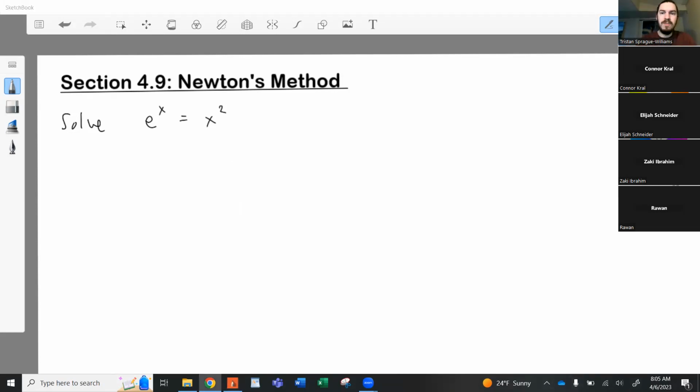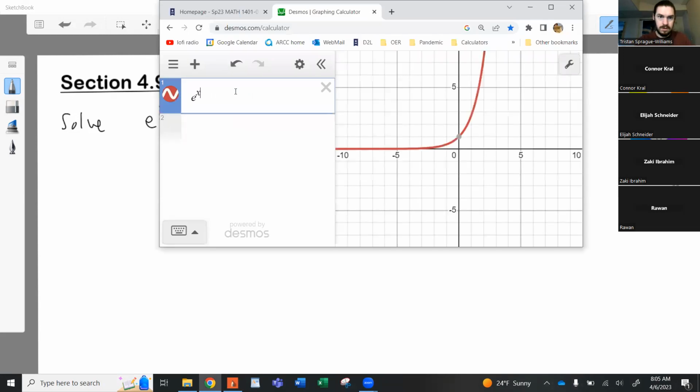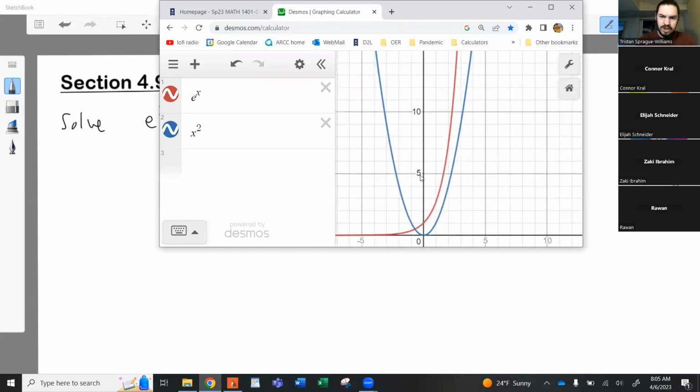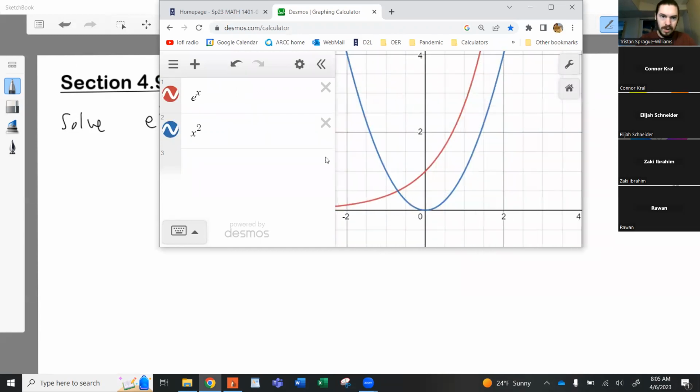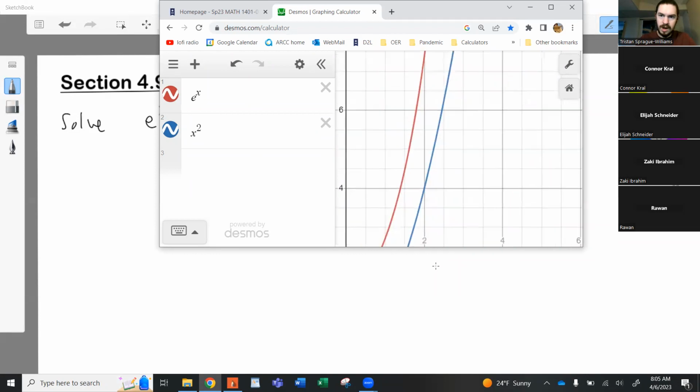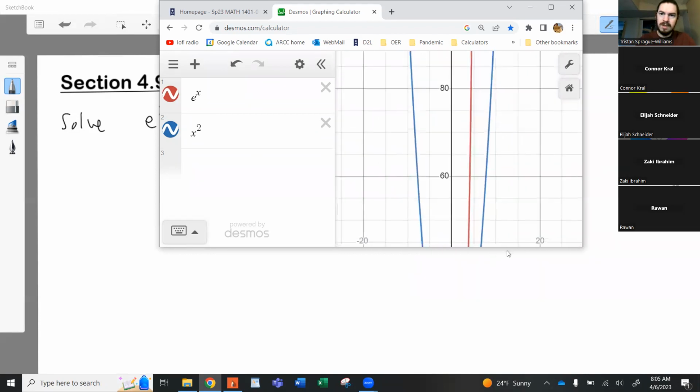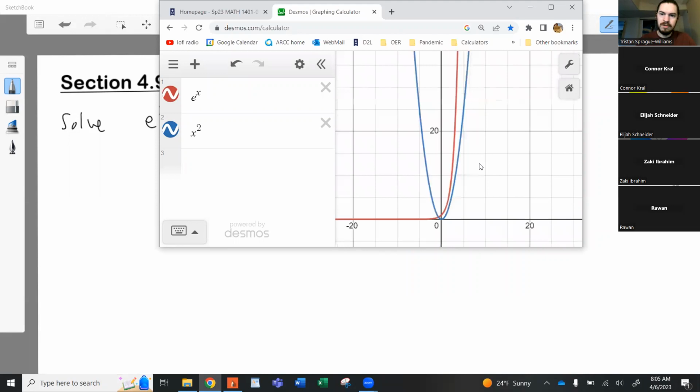I mean, if you pull up Desmos, they certainly cross each other once over here. You know, e to the x and x squared cross each other once there. And maybe somewhere else. Nope, looks like not anywhere else.